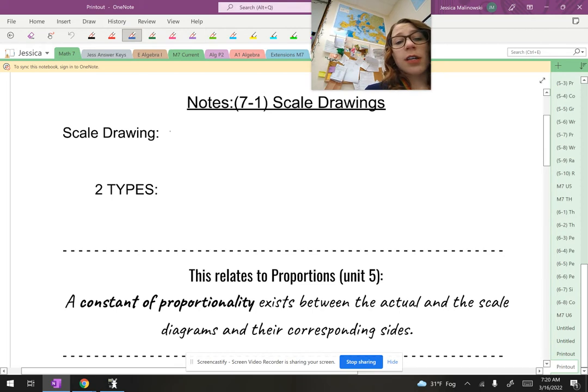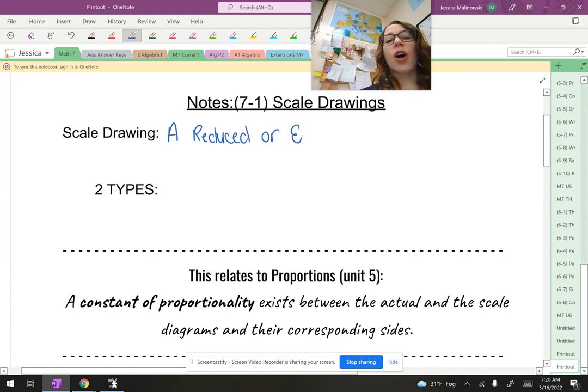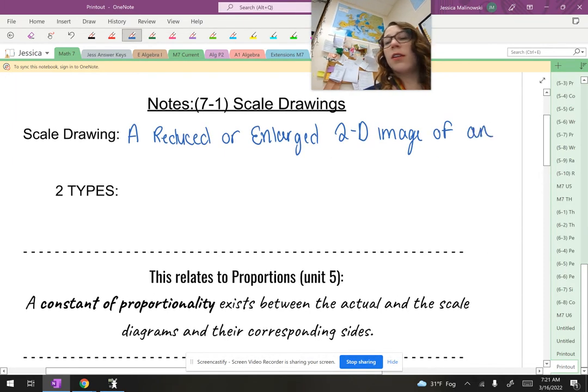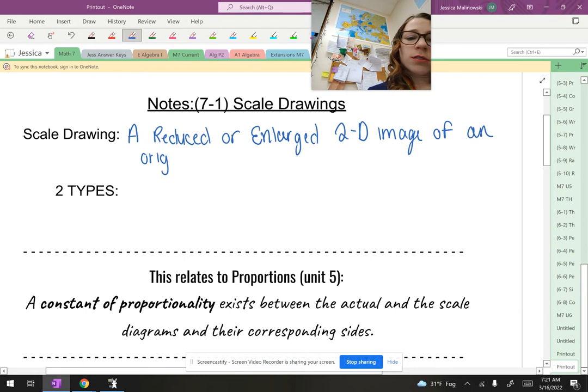So a scale drawing is either a reduced, making something smaller, or an enlarged 2D image of an original. We're going to leave some empty parentheses there. We're going to come back and fill something in later. Of an original figure.